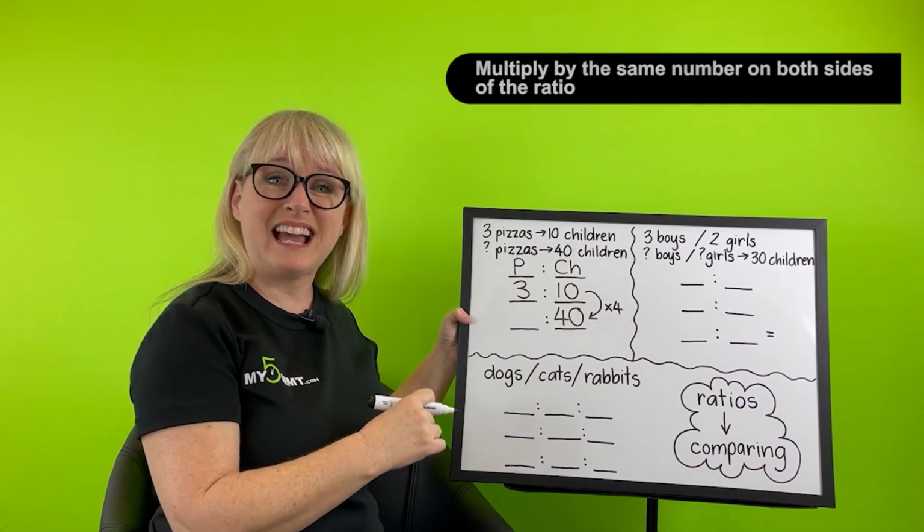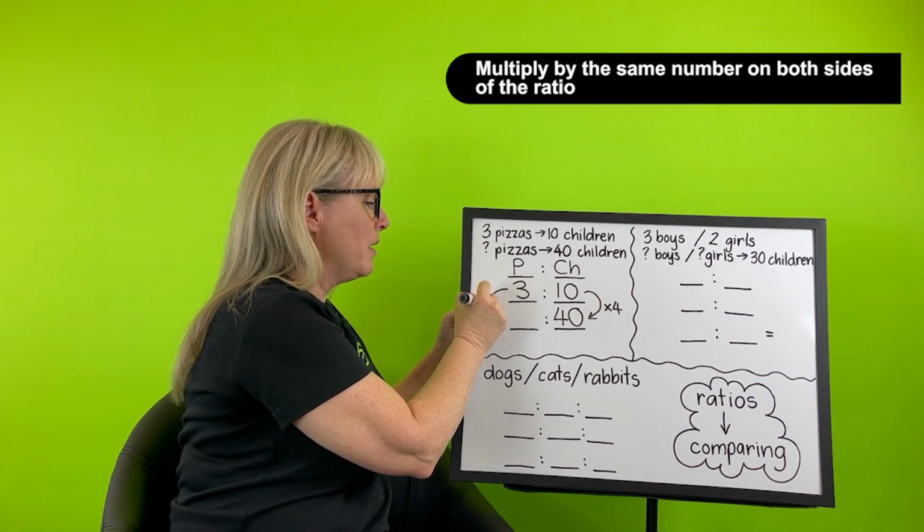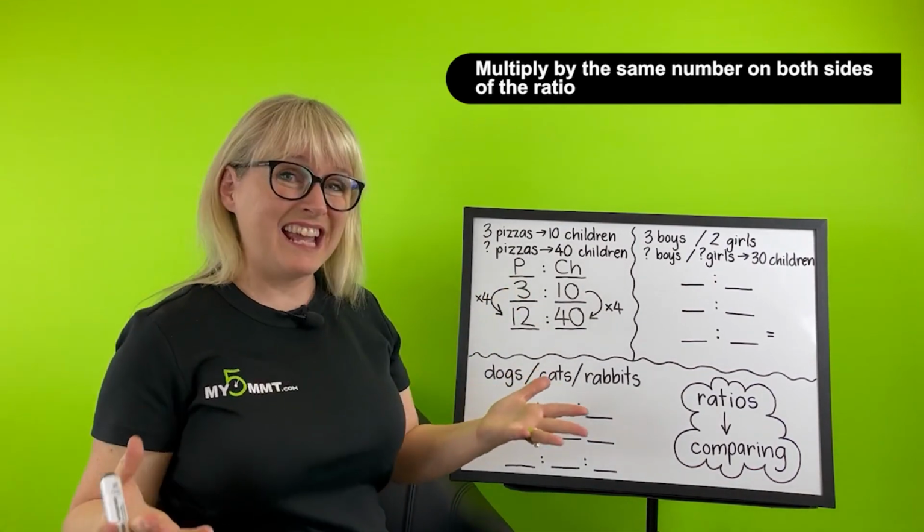I'll do the same to the other side. I'm going to multiply this side by 4 as well. 3 times 4 is 12. There's my answer. It's pretty amazing what 5 minutes can do, right?